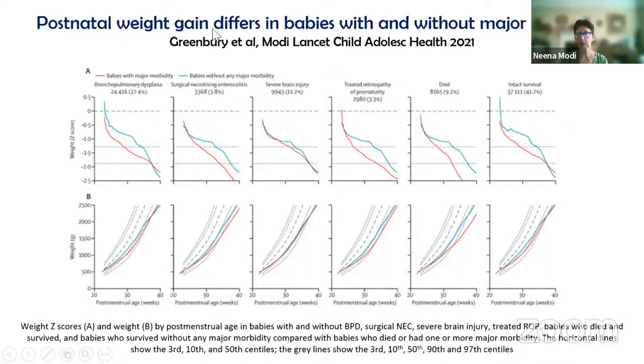What we also saw is that postnatal weight gain differs in babies who are going to go on to develop major morbidities or who are going to survive without major morbidities. And I suggest you focus primarily on this last panel, intact survival, but essentially the blue lines depict babies who survived without these major morbidities, BPD, NEC, severe brain injury, and ROP. But this last panel shows intact survival, the blue lines, versus babies who died. And you can see that babies who are going to go on to develop a major morbidity or to die, their weight trajectory differs from those who have healthy survival from a very early stage. The other thing that we showed was that babies who go on to have major morbidities have a birth weight centile that is lower than babies who go on to have intact survival, showing what we all know, but showing very nicely that growth restriction increases your risk of not surviving or having an adverse outcome.